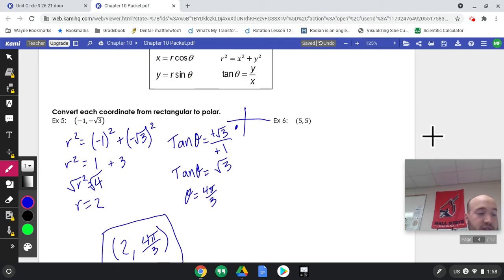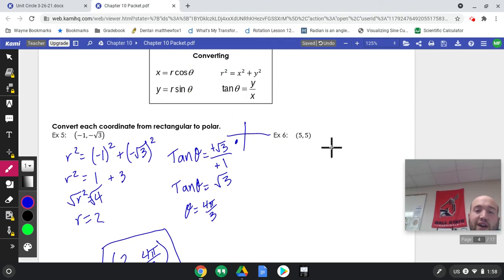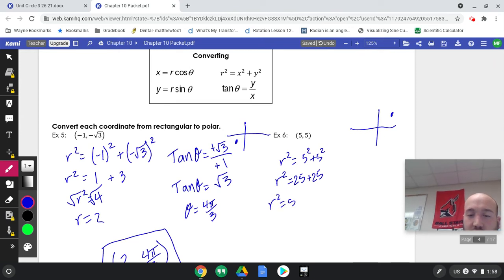All right, example 6. So this time we're dealing with 5, 5. Okay, so to start off with, we can do 5, 5 somewhere up here in quadrant 1 we know. So let's find what r squared is. It's going to be 5 squared plus 5 squared. We know that 5 squared is 25. Okay, we add those together, we get 50.